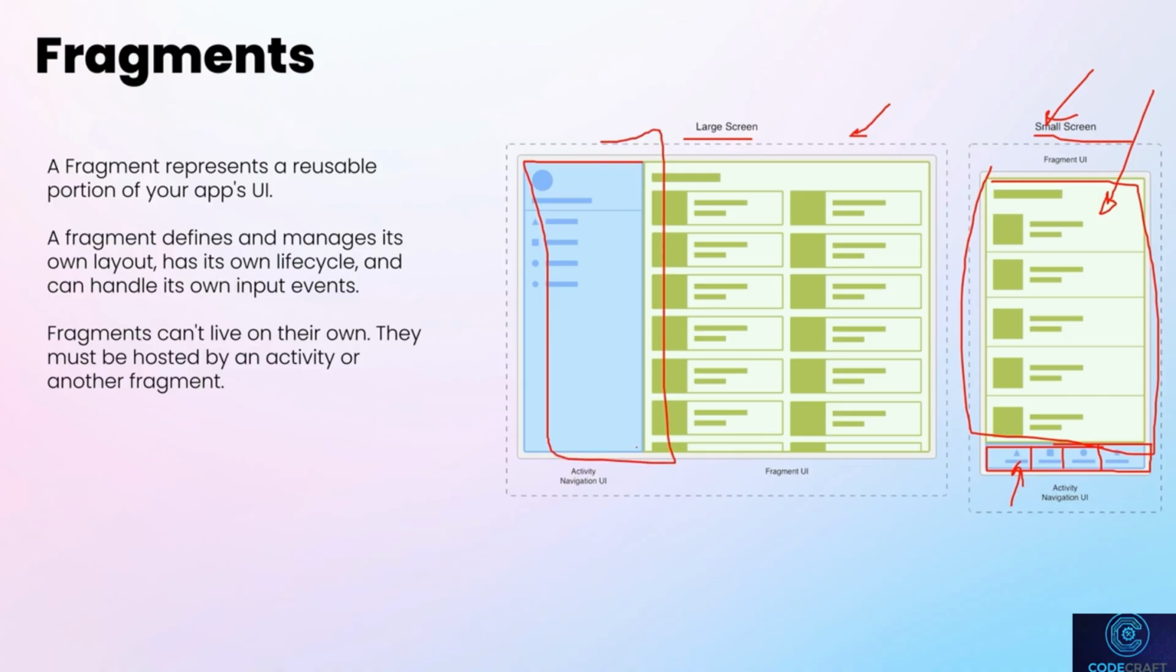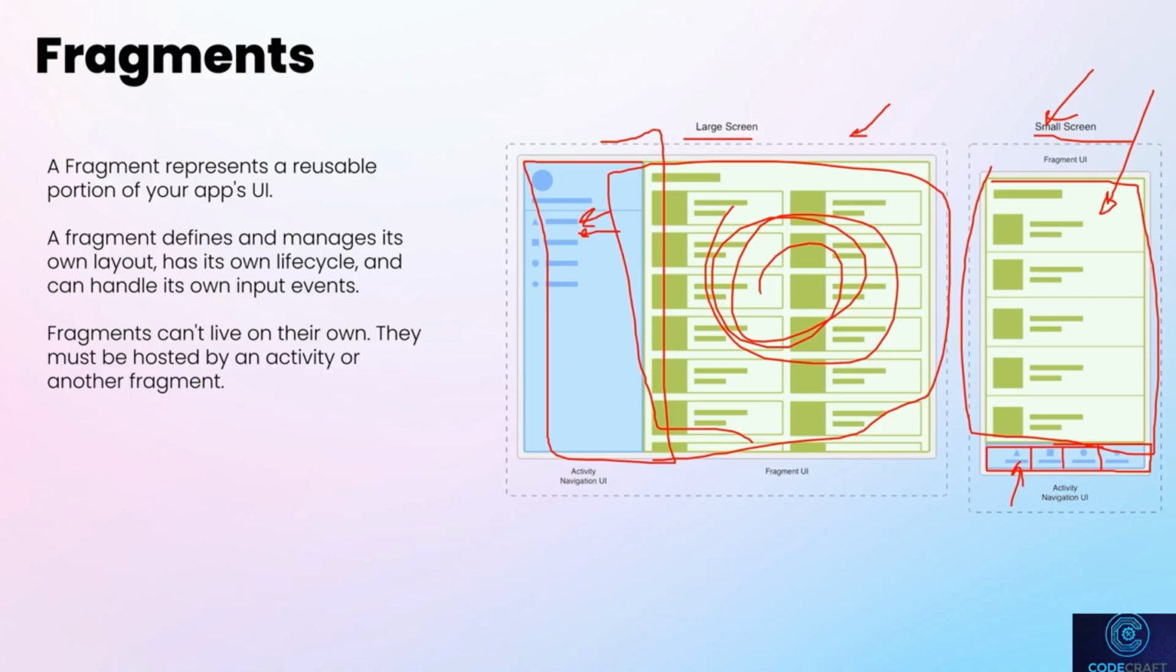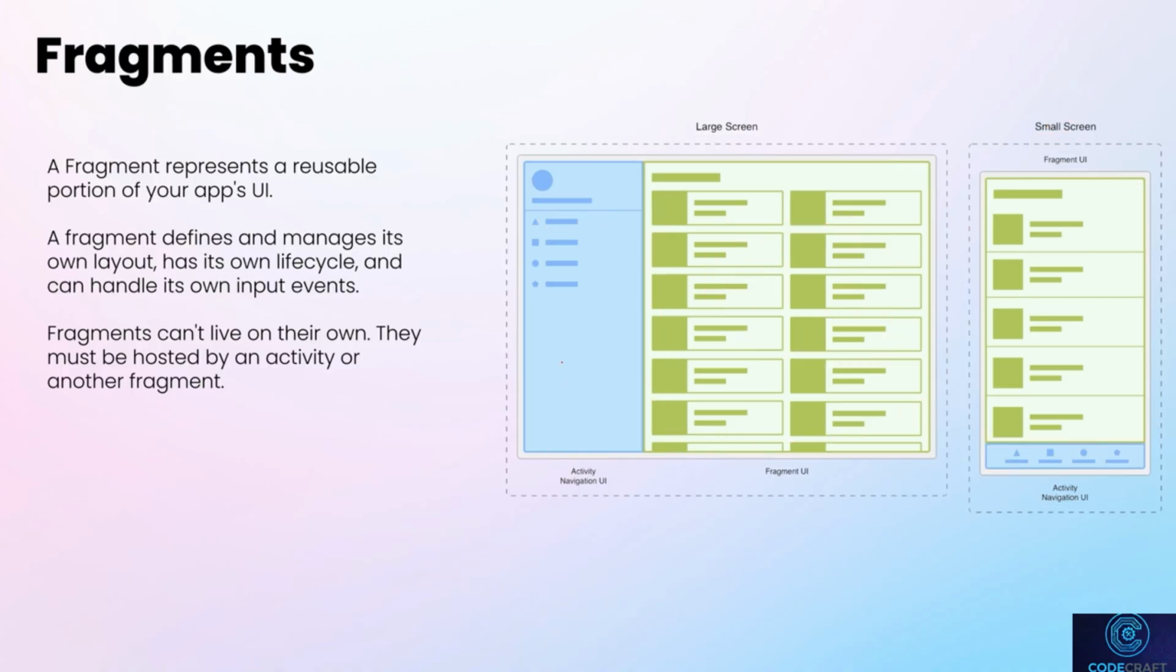For the large screen, we have this activity, or this part. This is called the Activity Navigation UI. And we have this part in green, which is the fragment UI. So when the user clicks on any of these buttons or any of these destinations, the fragment UI here will be changed. So this is called the modular user interface.